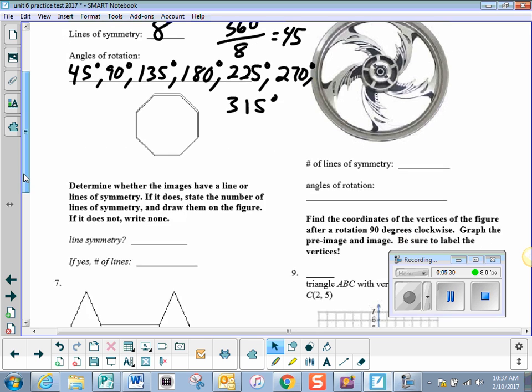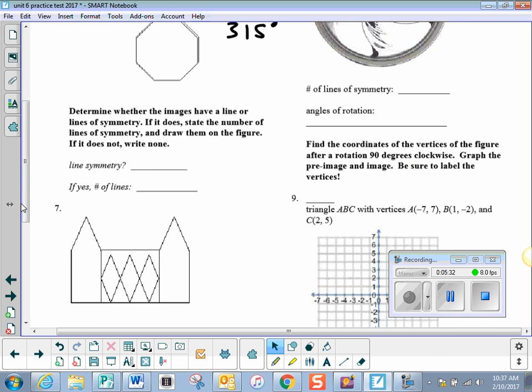Number 7, does this have line symmetry? Yes. Okay, if it does, draw the line. One. That would fold in half and it would be a reflection.